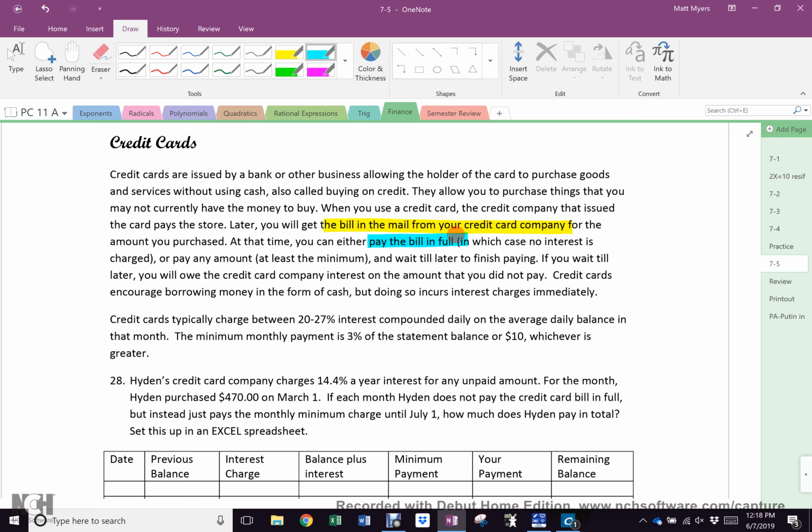Everybody get it? The other way they get you is down here. Cash advances. If I go to the bank machine and I take out cash from my credit card, they start charging me interest right that second. They won't give me the month because they are charging me interest right that second. Why?